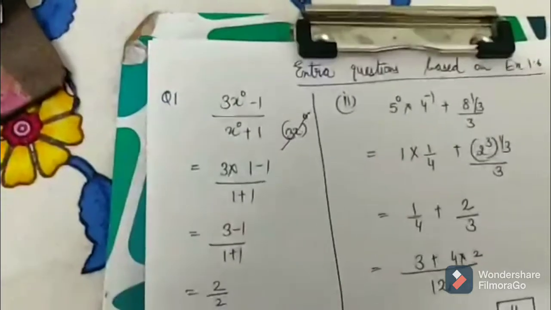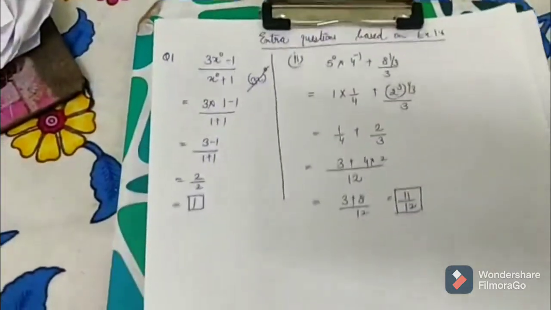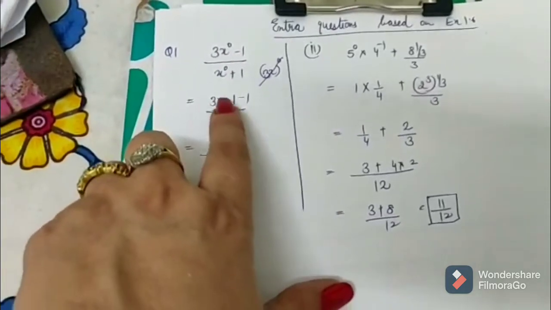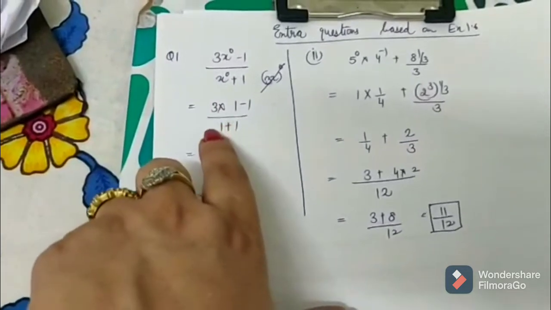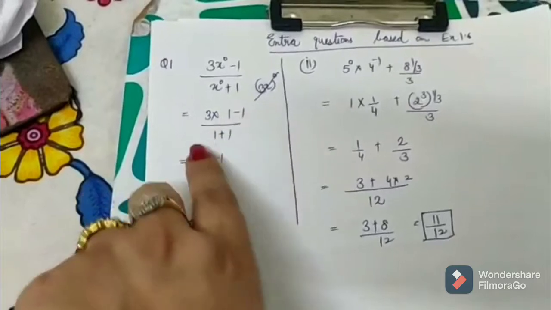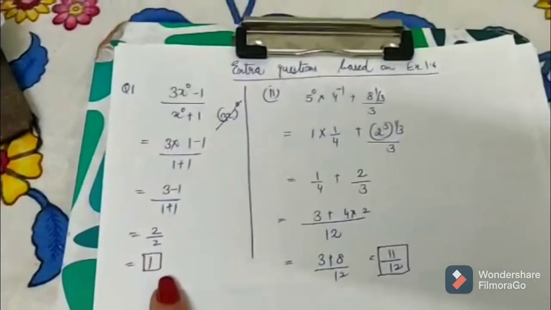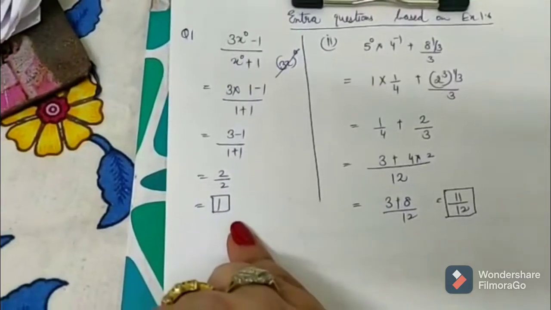Remember that 70% of the students commit mistakes in this way. So x raised to power 0 is 1. So 3 into 1 minus 1 divided by 1 plus 1. 3 ones are 3 minus 1, that is 2, divided by 2, that is equal to 1. Remember that you should always write down the answer in the box.